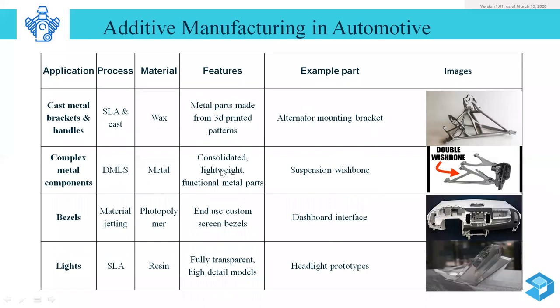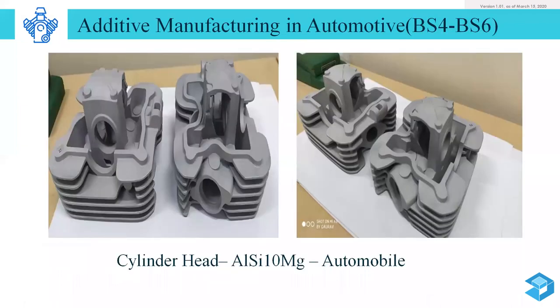And over here, you can see this wishbone, these complex metal structures. You might not be aware of where this is located. This is a part of your suspension system in your vehicle, and the dashboard interfaces, all these things that can be manufactured. And we've also manufactured a lot of components, these headlight prototypes for various companies using SLA technology. Now, I'll be passing this on to Mr. Ankit Saho. He'll be talking to you about how Objectify was able to help various OEMs and automotive manufacturers move from BS4 to BS6 transition.